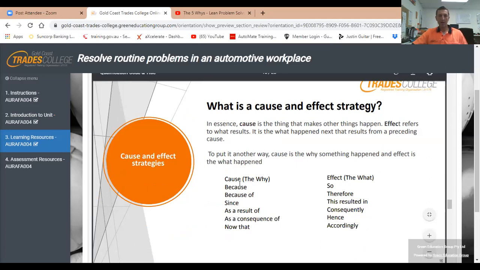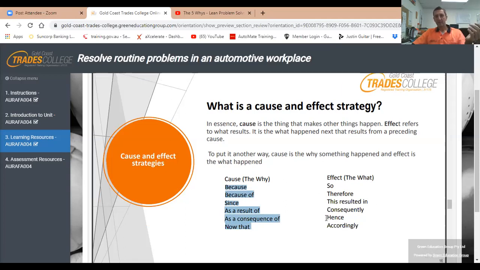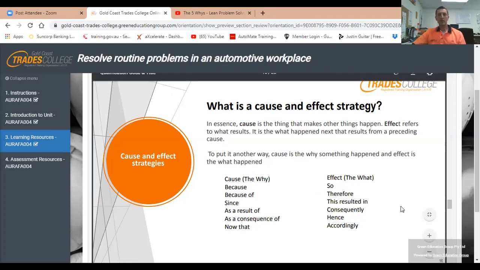So cause is the why: because of this, because of that, as a result of, as a consequence of. That would be the cause. The effect is: so, therefore, this resulted in, consequently this happened, hence that happened, and accordingly those things happened. So cause and effect. This was the cause, that was the effect. So that's a cause and effect strategy. It's a matter of breaking down all those finer points and coming to a cause and effect.